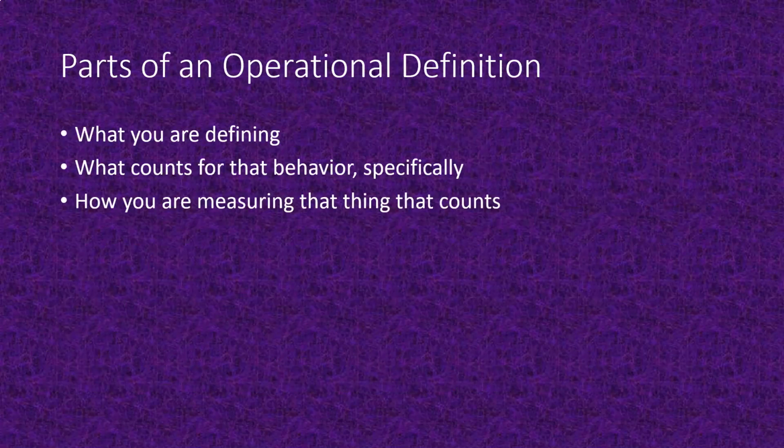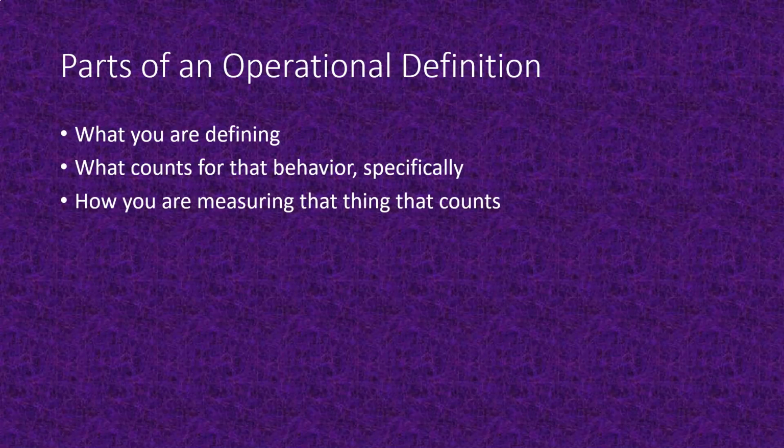Okay. So the parts of an operational definition, you have to explain what is it that you are defining. Okay. So if I'm trying to measure how happy somebody is after an experiment, I have to identify the fact that what I'm trying to define is happiness. Okay. And then what counts for happy specifically? So is it just that I'm giving a survey and people write down that they feel better, right? If that's what you're doing, that's specific and it counts. But you gotta be specific.